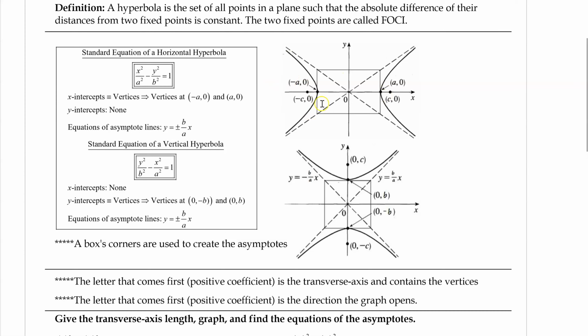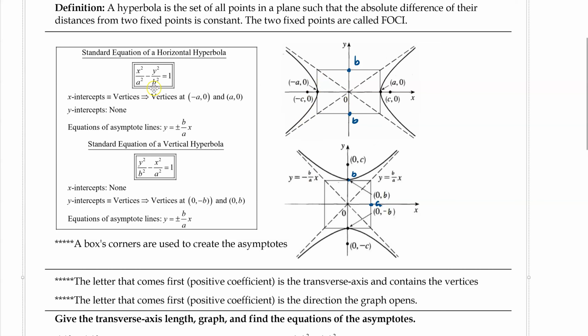And this box is formed the same way we did our ellipse. If you look at it, we have some distance A and then some distance B here, same as before. So our denominators will tell us which it is. And again, x still belongs to A. So you're going to go A units left, A units right, B units up, B units down.